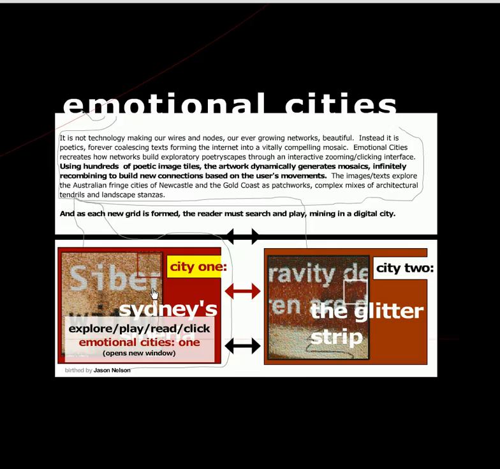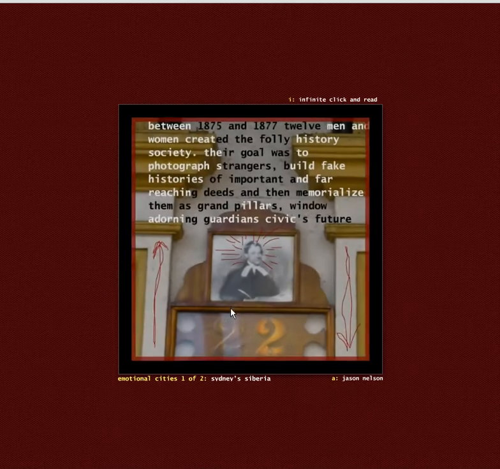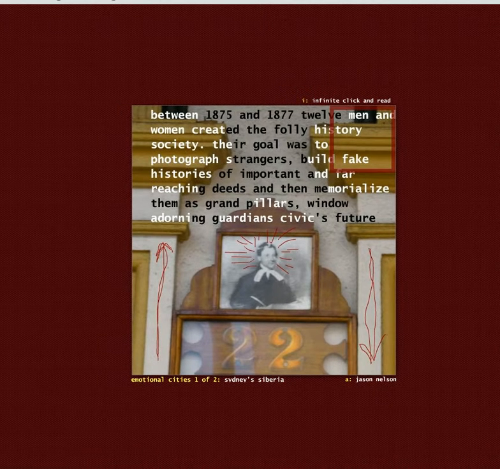So we'll click on this one. This is Sydney, Siberia. By the way, Sydney, Siberia was the runner-up for the Paris Biennale in Poetry this year in the Media Prize. It's also won a couple of other awards, and it's had about 500,000 people look at it. So it's been pretty successful, I think.